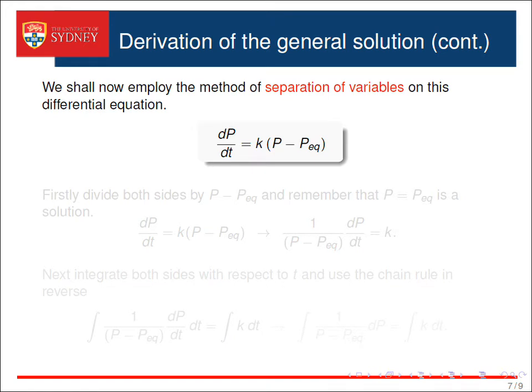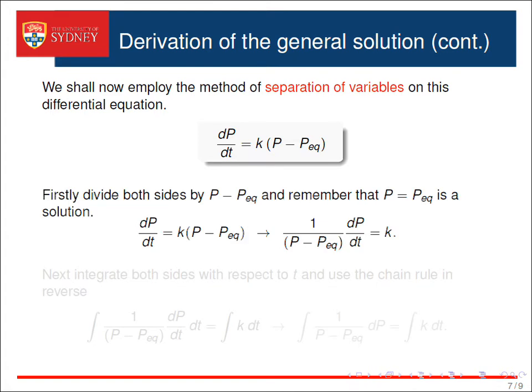Having rewritten the original differential equation in a different form, we now use separation of variables. For the equation dP/dt equals k times (P minus P equilibrium), we first note that P equals P equilibrium is a solution of the original differential equation. This is because P equilibrium is a constant, and so the derivative of P equilibrium is 0. We will use this solution later on.